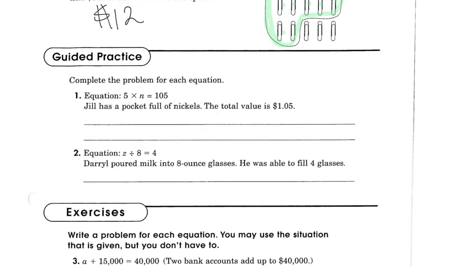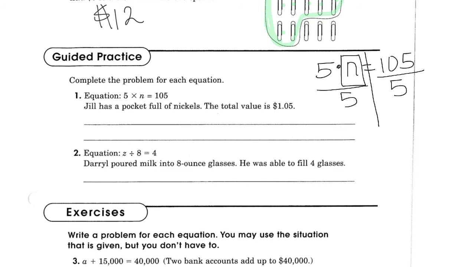Now we could draw pictures. I'm going to share with you how I want you to set up equations for solving. So if I have the equation, I'm going to write it over here, 5 times n equals 105. When we solve equations, we're going to draw a line down the center. We're going to box in our variable. Now, what operation is being done between the 5 and the n? It's being multiplied. The opposite of multiplication is division. So I'm going to divide both sides by 5.